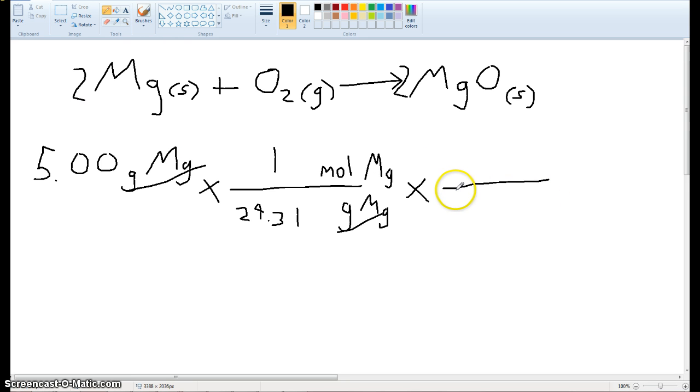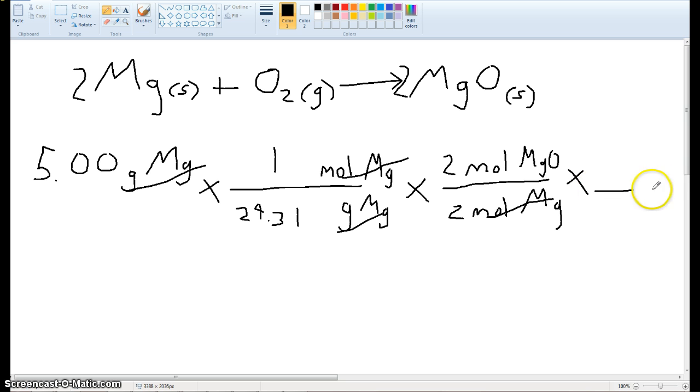For every 2 moles of magnesium, that's what it's telling us here, 2 moles of magnesium, how many moles of magnesium oxide are we going to have for that? Oh, also 2. Now our magnesium's canceled out, and we're left with moles of magnesium oxide. Now we're getting somewhere. Now it's just a simple mole to mass problem.